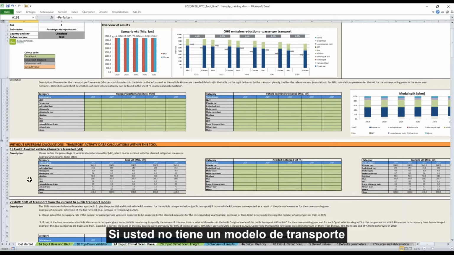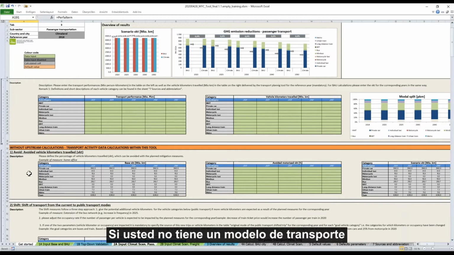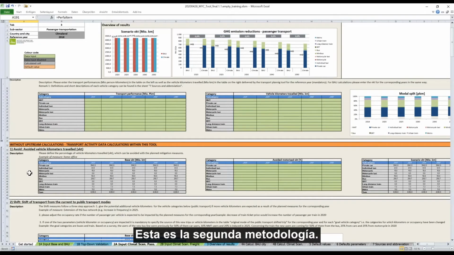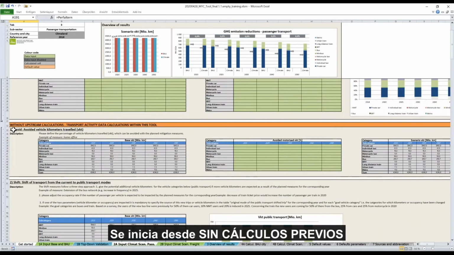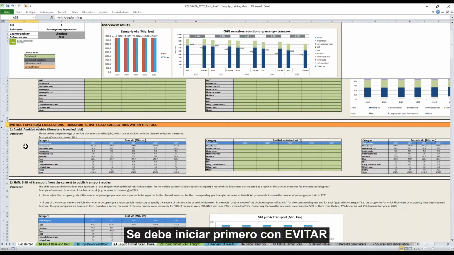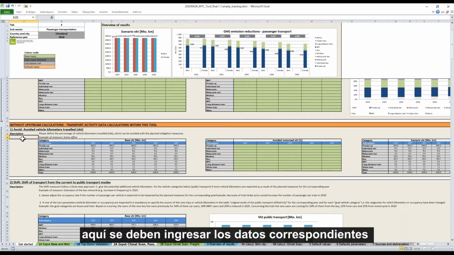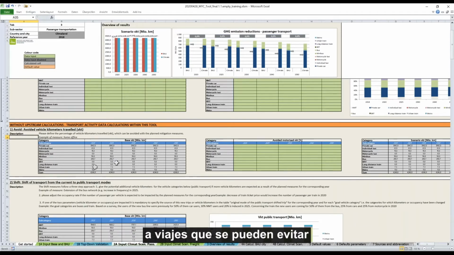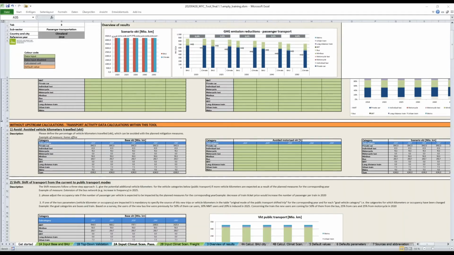If you don't have any transportation model, then you have to do it step by step. That's the second methodology. From here, without upstream calculation, you have to start with the avoid phase. So you bundle all your measures concerning avoiding trip, and then you enter in this table here the share of avoided motorized trip following the implementation of your measures.